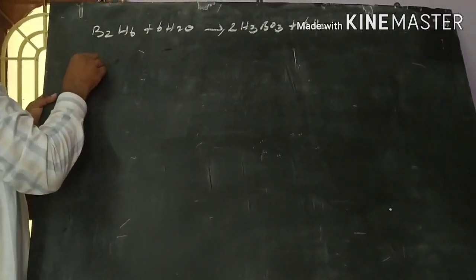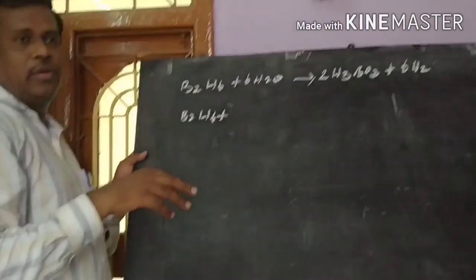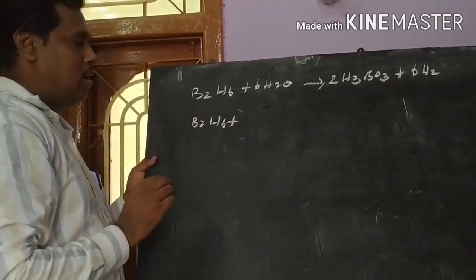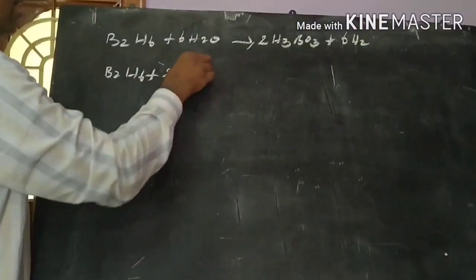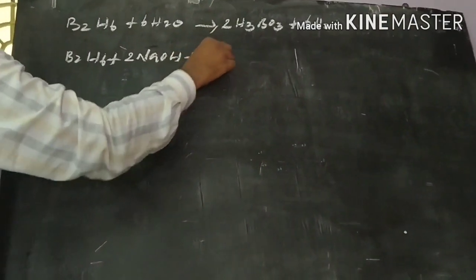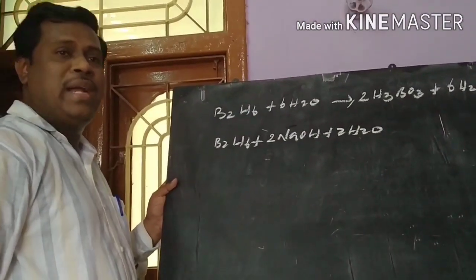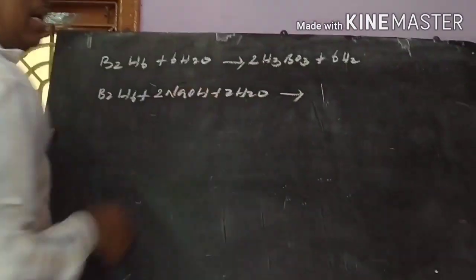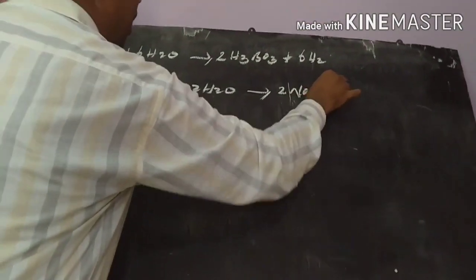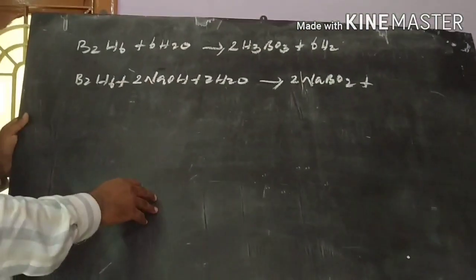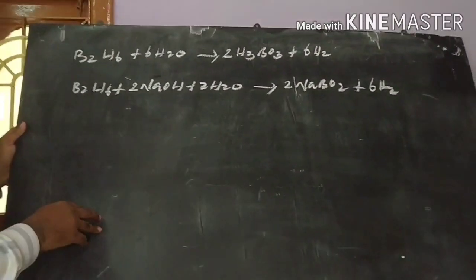The same diborane B2H6 reacts with alkali. Alkali means the bases, particularly here sodium hydroxide solution. With 2 moles of water, it gives metaborate, especially 2 moles of NaBO2, that is sodium metaborate. 6 moles of hydrogen molecules are evolved.